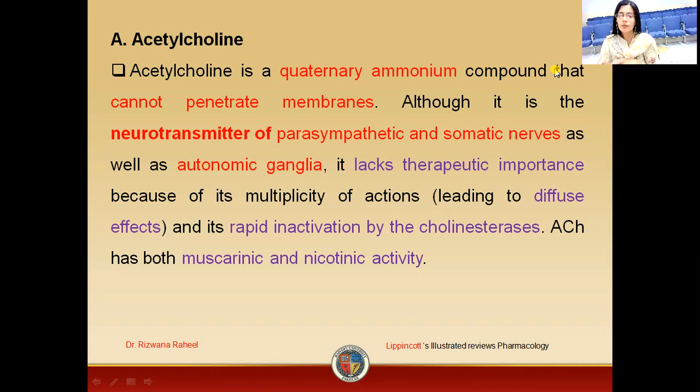So this acetylcholine basically has a diffused action. It lacks therapeutic importance because of this diffused action, and it is rapidly inactivated by an enzyme, and the name of that enzyme is cholinesterase or acetylcholinesterase. This acetylcholine, no doubt, has activity at both the muscarinic and the nicotinic receptors.